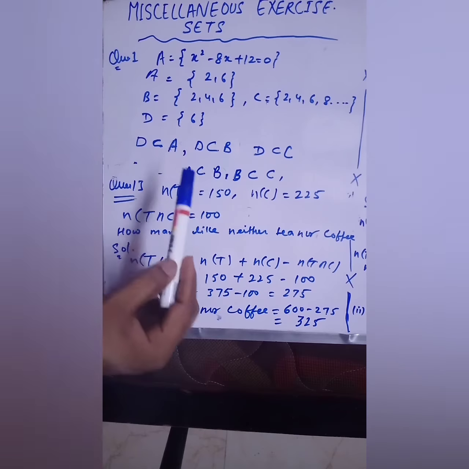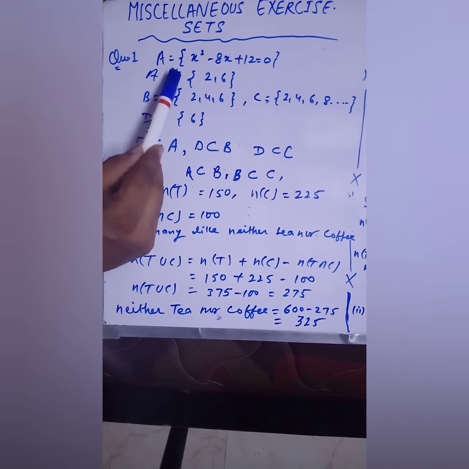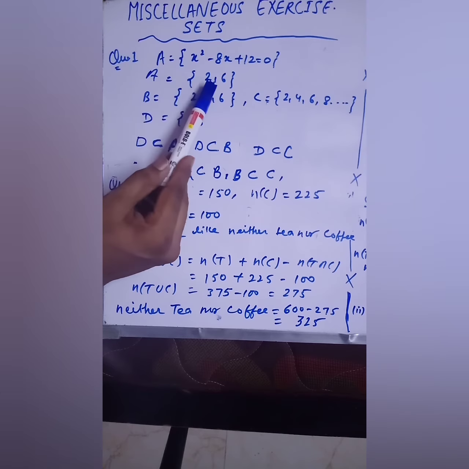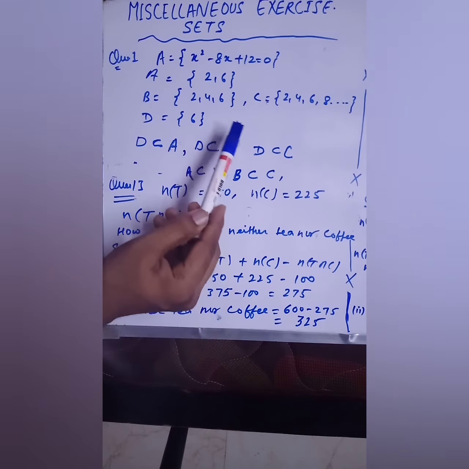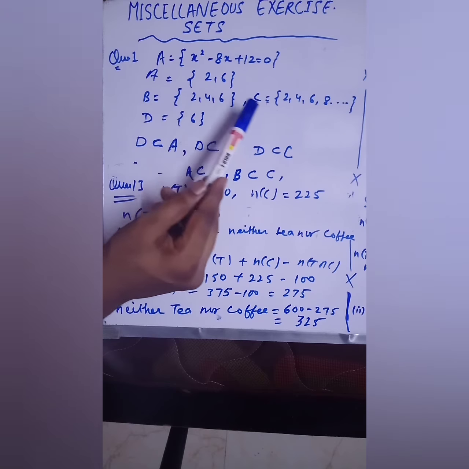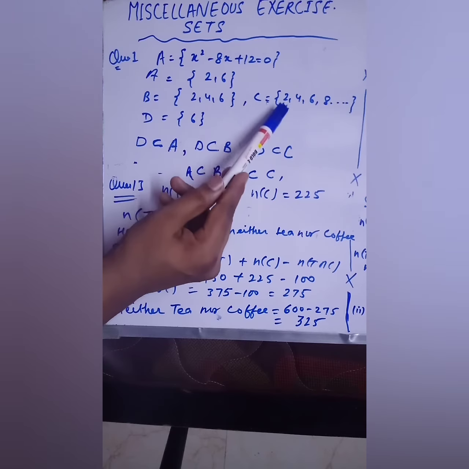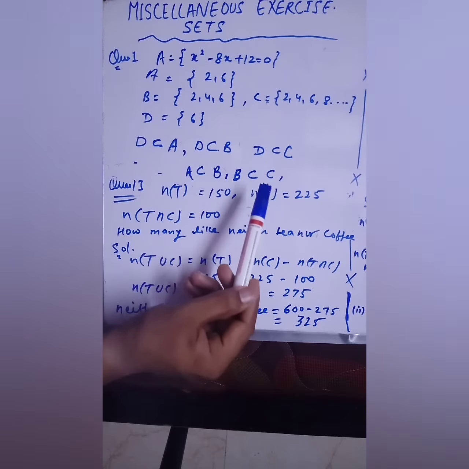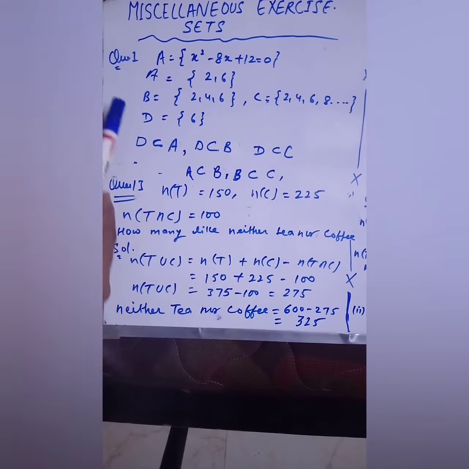Got it? Now after that, A is a subset of B because all the elements of A are coming in B. So we can write this. And B is a subset of C because all the elements of B are coming in C. So these are the answers of question number 1. Got it?